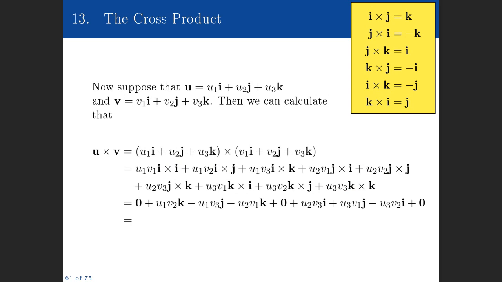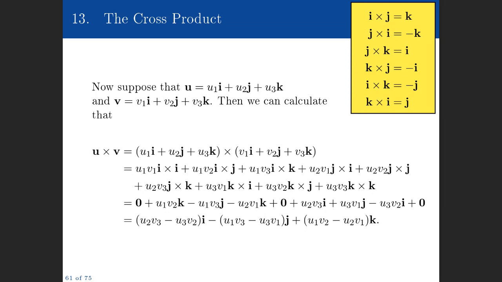We get 0 plus u1v2k minus u1v3j minus u2v1k plus 0 plus u2v3i plus u3v1j minus u3v2i, plus 0. And we can simplify that like this: (u2v3 minus u3v2)i minus (u1v3 minus u3v1)j plus (u1v2 minus u2v1)k.